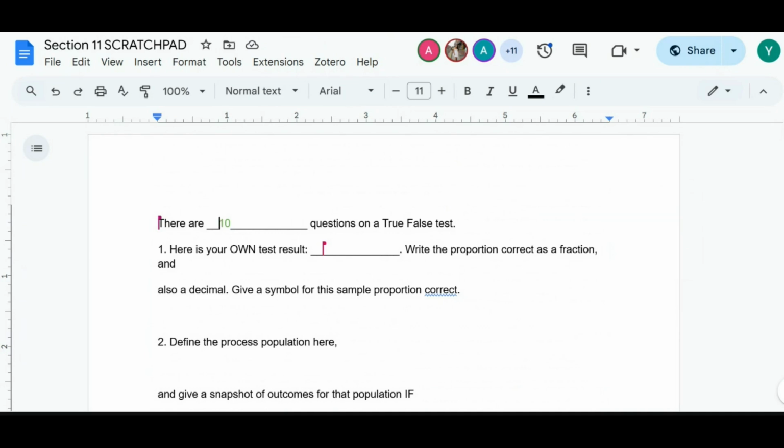So there are 10 questions on a true false test. Give me your results. To make things faster, let's say you got 8. You see, you're already using shorthand. That's good. 8 correct. All right, good. And of course, 8 out of 10 is 0.8. That's right. Very good. And the symbol is... good. Can I have another group that did something quite different from this? You can use orange. All right, let's put it next to that answer in orange.